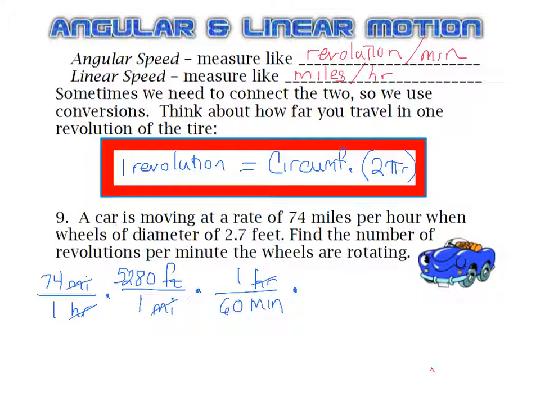Now I'm ready to use my new conversion. I want to be in revolutions, so I'm going to want revolutions on top. So we remember 1 revolution is the same as my circumference. My circumference is 2 pi r, 2 times pi times my radius. Be careful, this was actually a diameter here. The radius would be 1.35. Could have done that pi d, might have been easier. About half the time they give us radius, half the time they give us diameter. So whatever works for you.